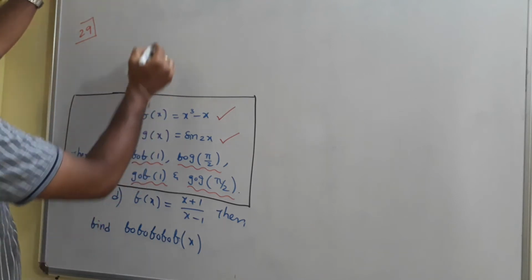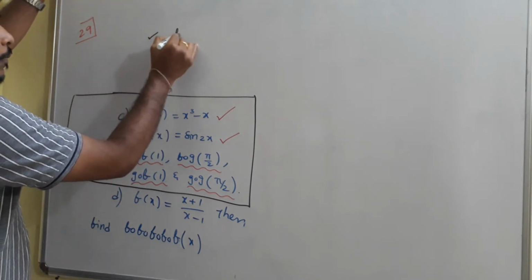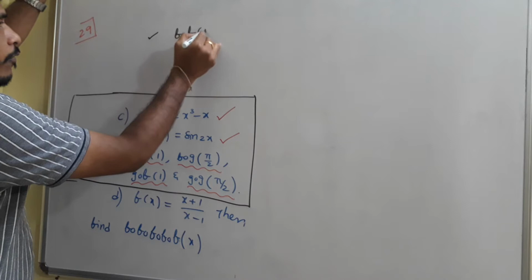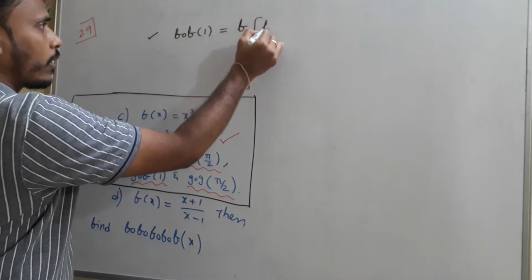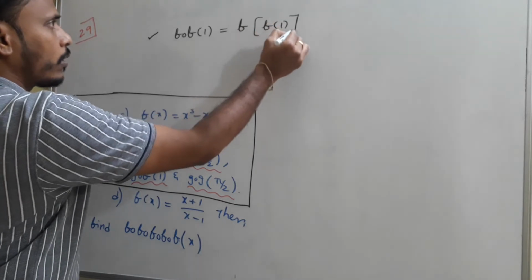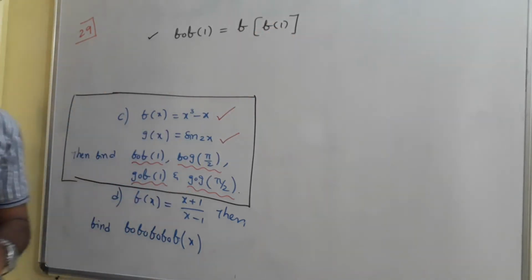First one is what? f circle f of 1. Okay? f circle f of 1 is equal to f of f of 1. So we need to use the function f 2 times.